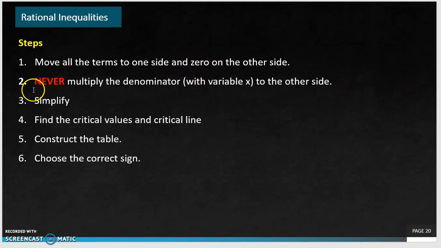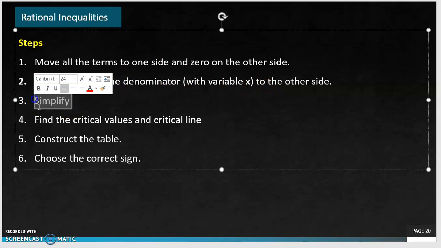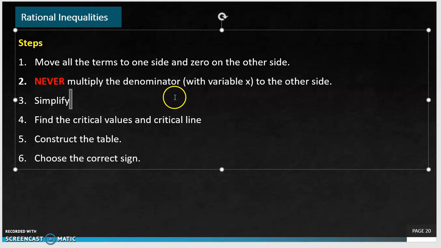Second step, remember to never multiply the denominator with variable x, where the denominator has the variable x, to the other side. After this, I will show you some examples where students tend to make mistakes. Third, we need to simplify. Fourth, find the critical value and critical line, like quadratic inequalities. Fifth, construct the table, like quadratic inequalities. And finally, choose the correct sign.